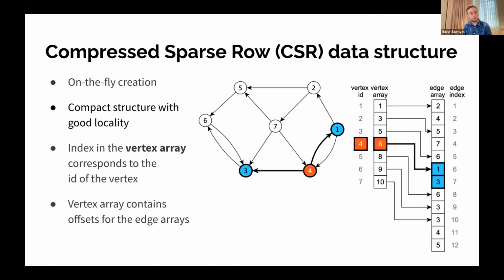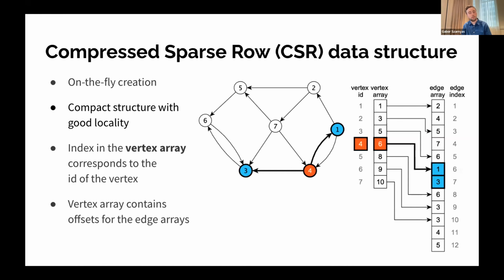And it's a compact structure with good locality, which is good for the scans. It's a little bit difficult to explain, but essentially there are two arrays. One is the vertex array and one is the edge array. In the vertex array, at the position of the vertex ID, we store the offset at which the outbound edges can be found in the edge array.